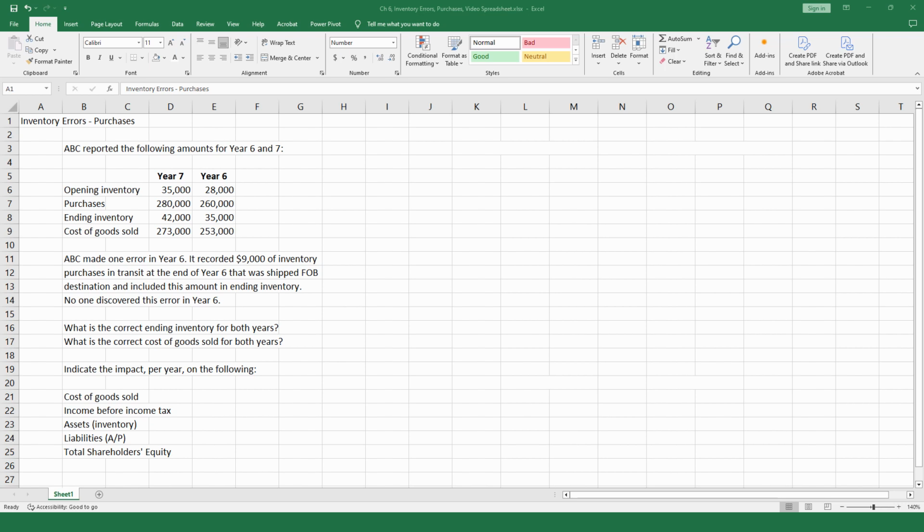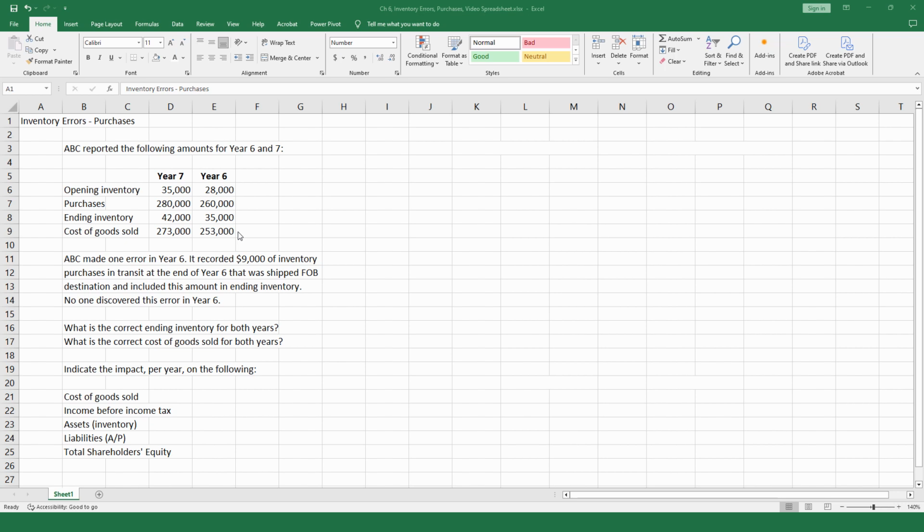Let's talk about inventory errors in purchases. ABC reported the following amounts for years 6 and 7. We've got opening inventory, purchases, ending inventory, and cost of goods sold. For year 7, we have $35,000 of opening inventory, $280,000 of purchases, $42,000 of ending inventory, and $273,000 of cost of goods sold. In year 6, we have $28,000 of opening inventory, $260,000 of purchases, $35,000 of ending inventory, and $253,000 of cost of goods sold.